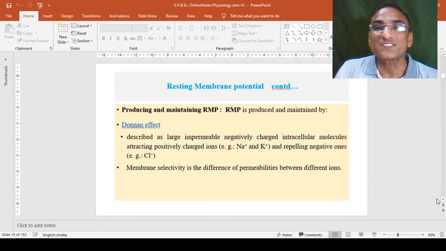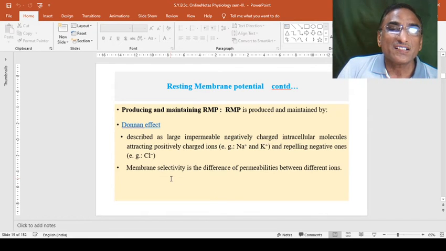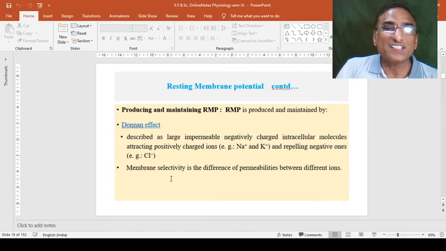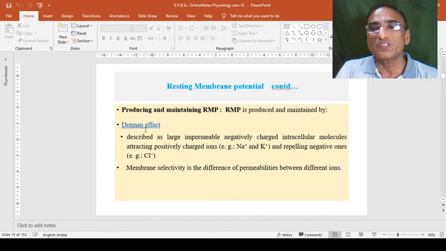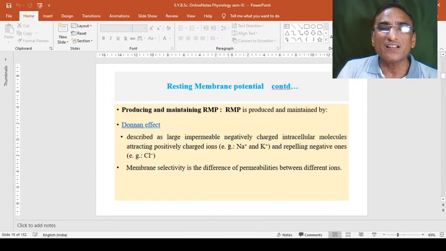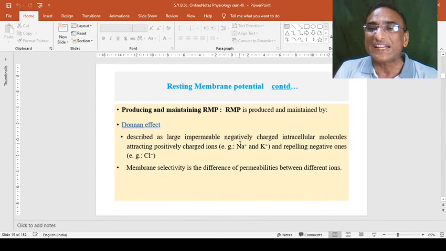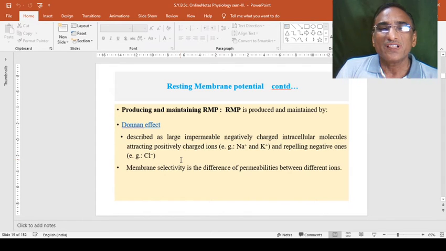Next, the resting membrane potential, producing and maintaining by these ions, is generally called the Donnan effect. The scientist Donnan found this out, therefore we call it the Donnan effect, and this is described as large impermeable negatively charged intracellular molecules which are attracting positively charged ions, for example sodium and potassium, and repelling the negatively charged ions, that is chloride ions.